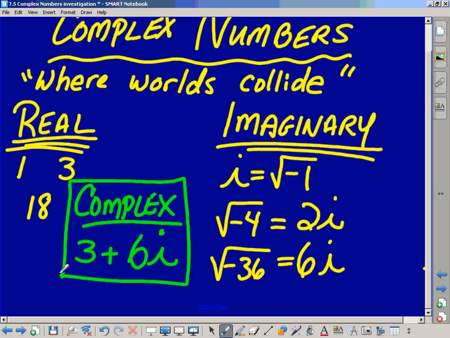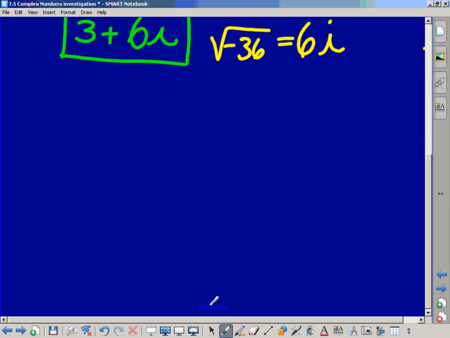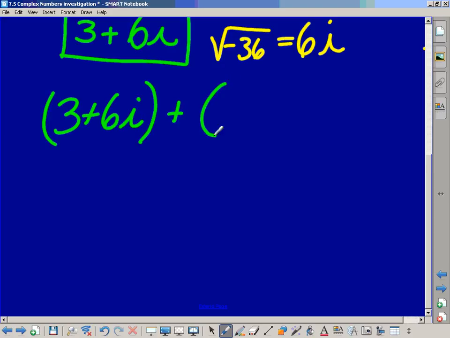But let's go ahead and focus on how this complex number system works. The way that you're going to explore this is by adding, subtracting, multiplying, and dividing complex numbers, and you're going to investigate how you might do that. For example, if you take the complex number 3 plus 6i, and you want to add to it another complex number like 2 minus 5i. These are both complex numbers.